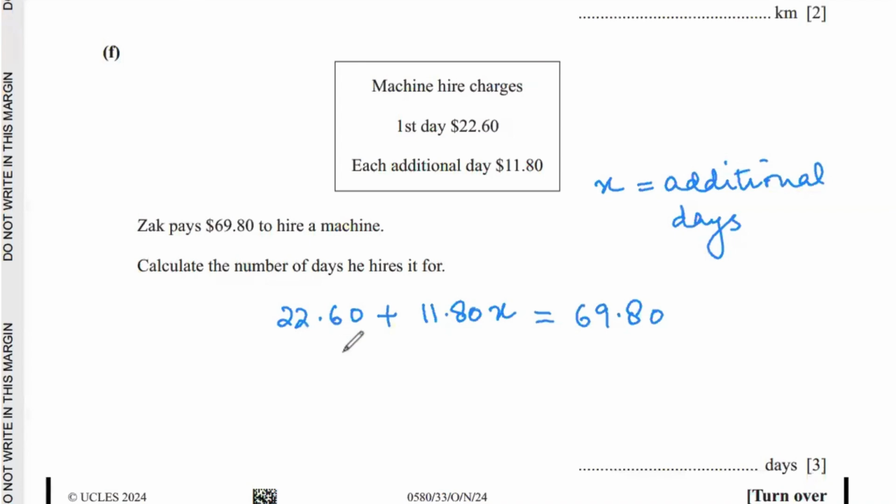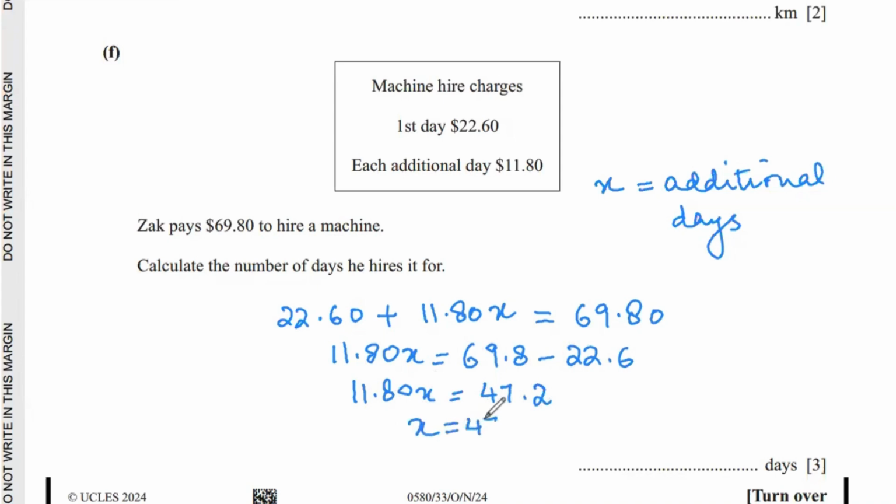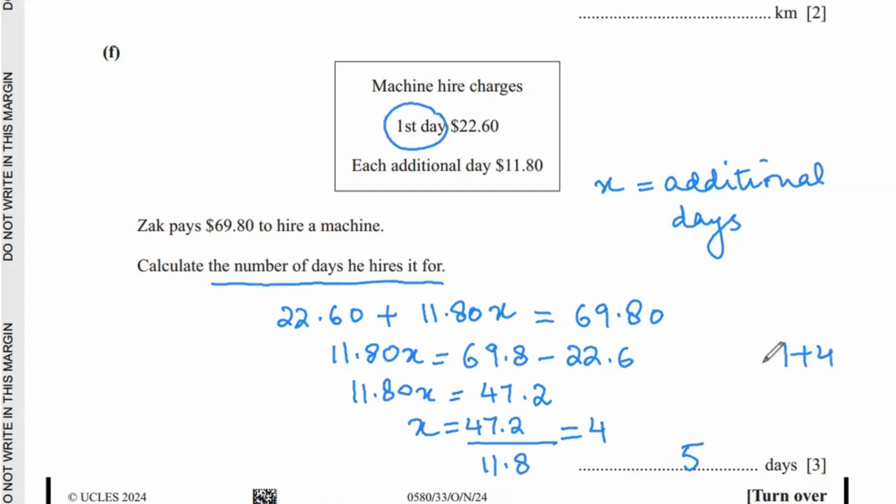So now we do 11.80x equals 69.8 minus 22.6, which equals 47.2. Then x would be 47.2 divided by 11.8, and that equals 4. So the number of days he's hiring the machine for is 5. Why? Because the first day is this, so 1 plus 4 is 5.